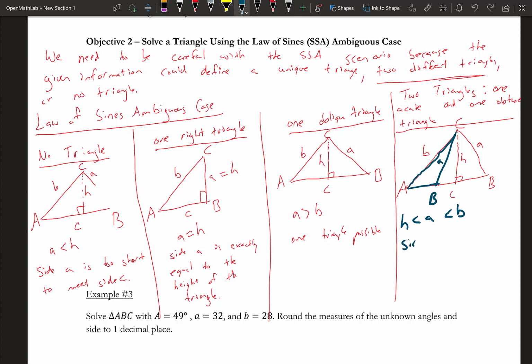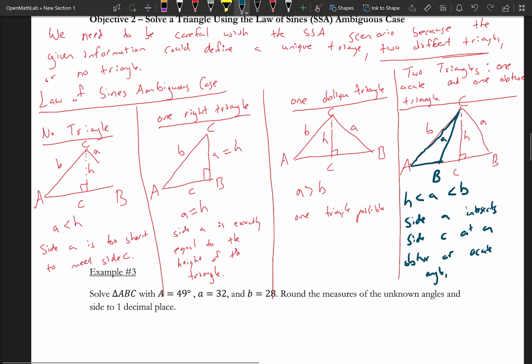So in other words, side A intersects side C at an obtuse or acute angle, right? So either of those could be possible.